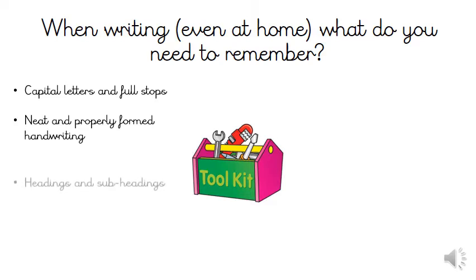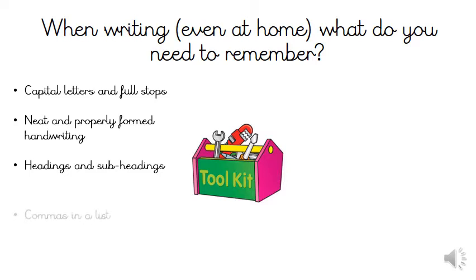We need to have headings and subheadings. So for this one, you're not going to write the word title, but you will write the word what do you need. You're going to write the word method. So you're going to have your heading, which will be your title and your subheadings. You're going to have commas when you write a list. Make sure you put a comma between each word, except the last two where you're going to write and.